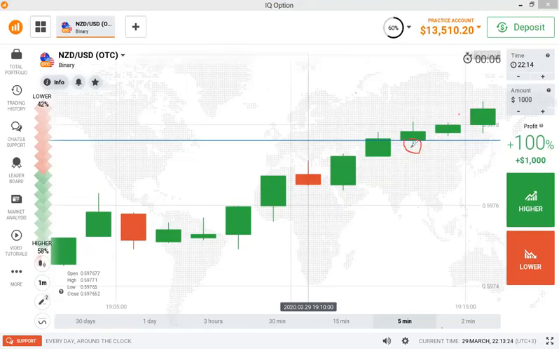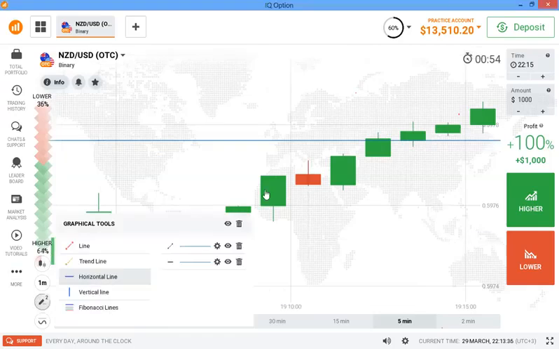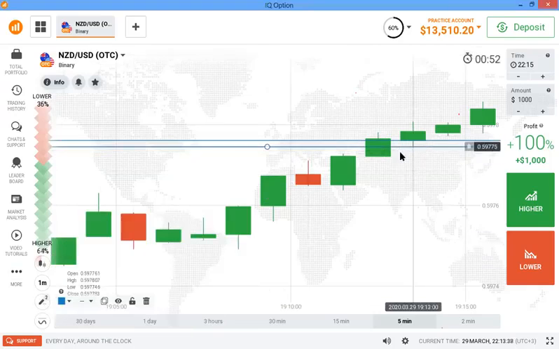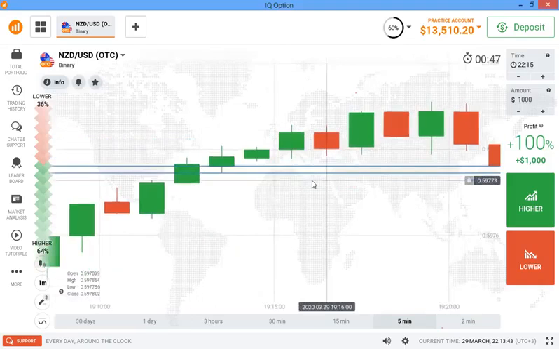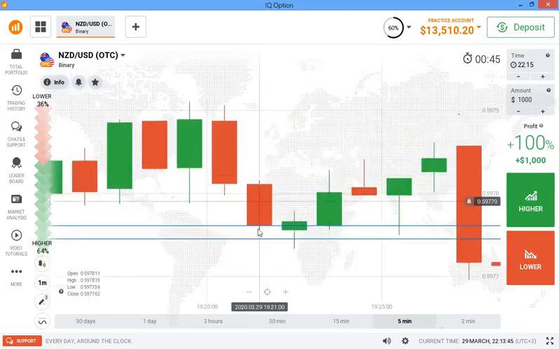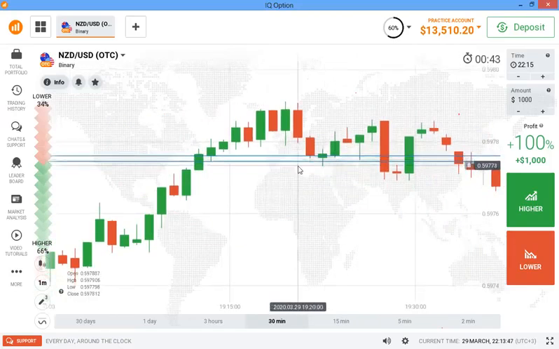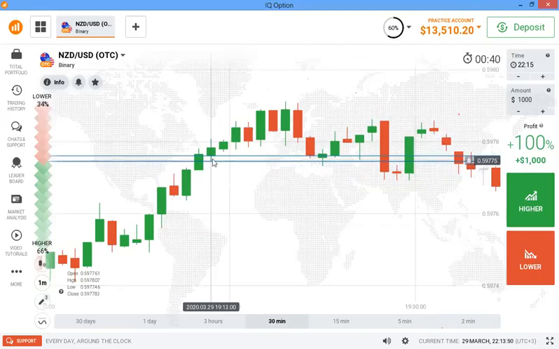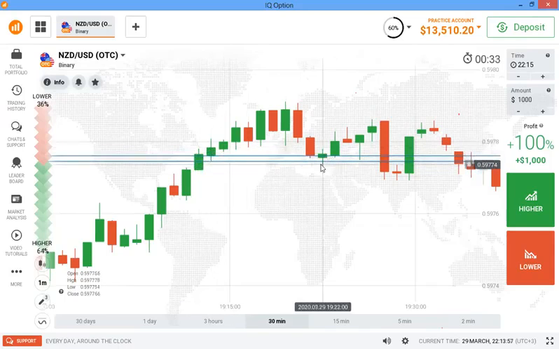So if the market should approach this same level, let me show it well. That is this level and this level. I have chosen it as my support. So if the market should approach that level, the market will reverse. That means the level has already been used once and twice.